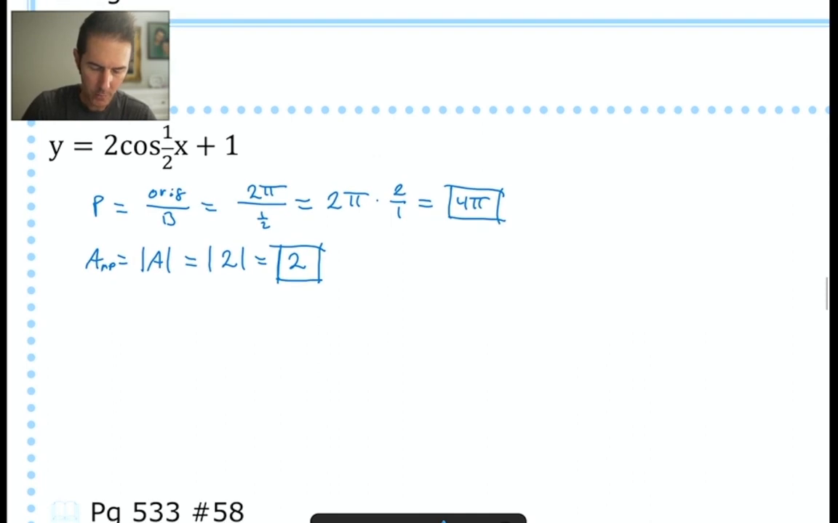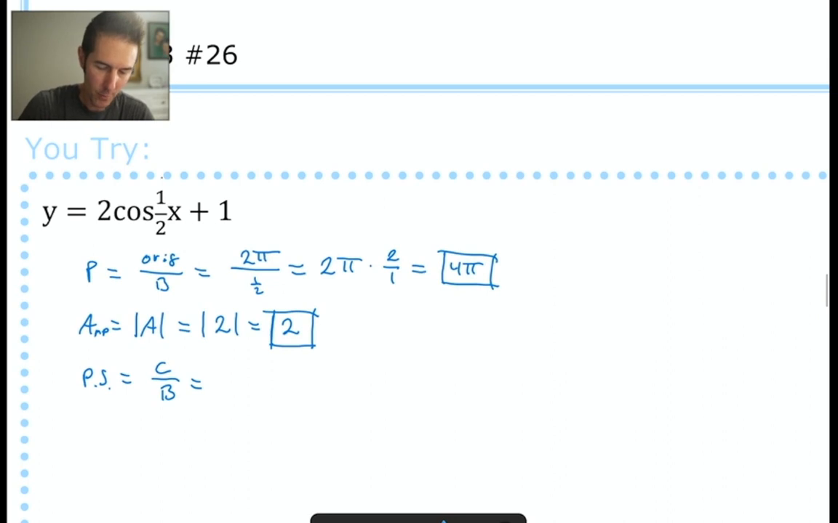And tell me, what do you think about the phase shift? How do we calculate phase shift again? That was c divided by b, and we had to be careful with our c value. Have a look at this equation. What do you think the c value is? If you said 1, you're incorrect. I'm messing with you on this one, aren't I? Let me just tell you what I mean. There is no c value. The c value is 0. Because there are not parentheses around that expression, the +1 is not inside the cosine function. It's outside the cosine function.